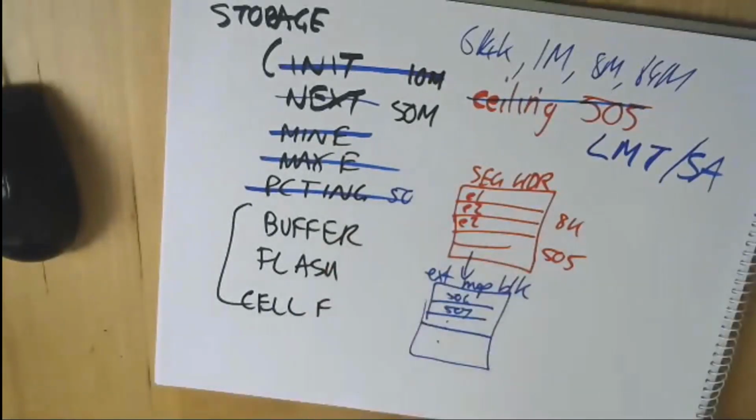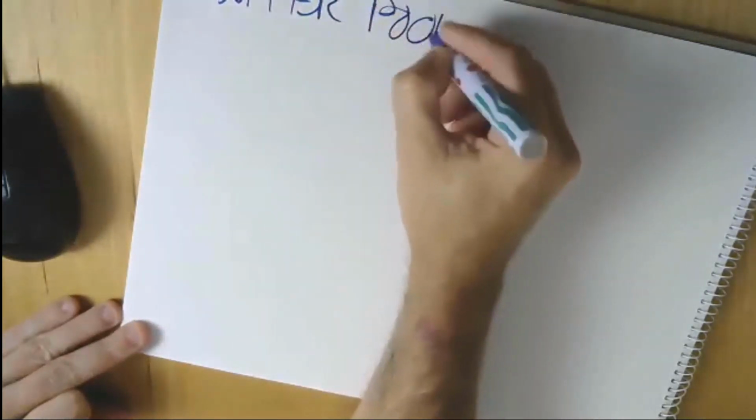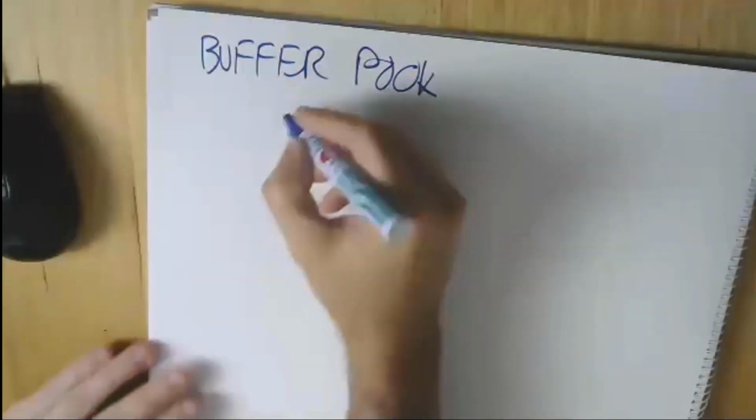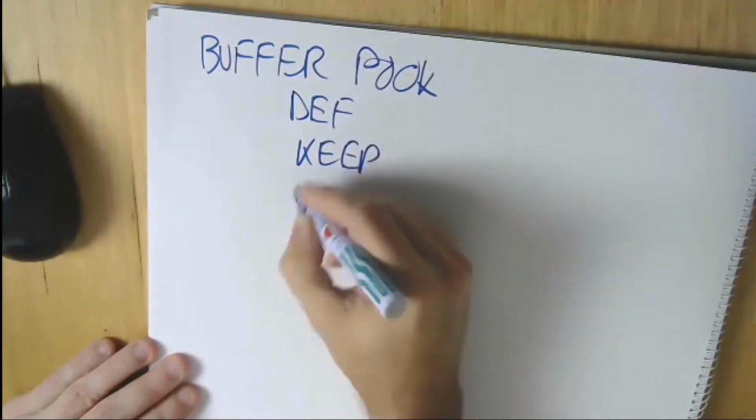So we've got buffer pool, flash cache, and cell flash cache. Let's talk about them, and then we'll be pretty much done with the parameters. Buffer pool. Let's put it on camera. Your options were default, keep, recycle.